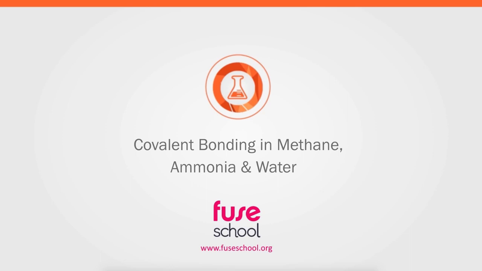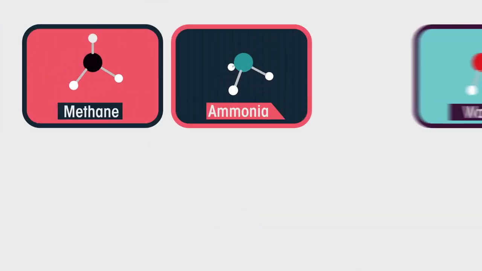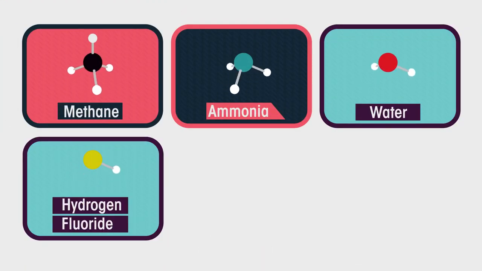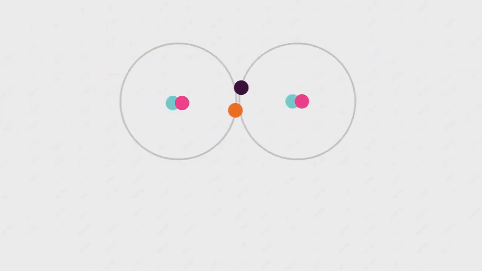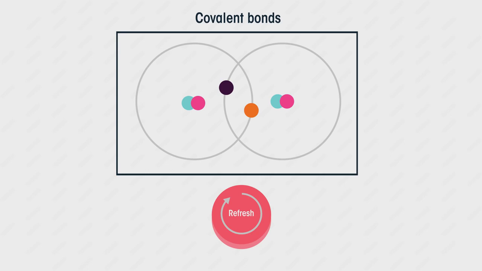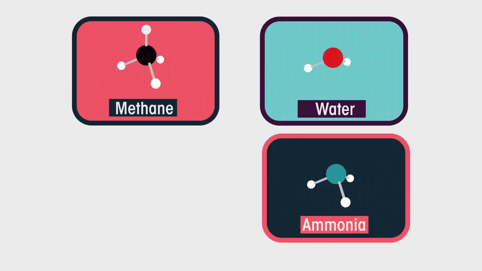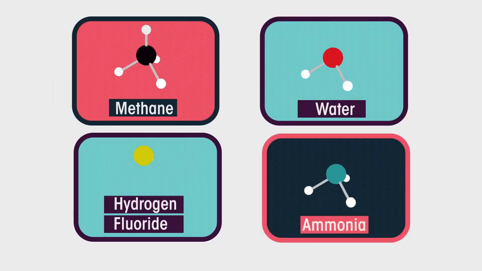This is a video about the covalent bonding in methane, ammonia, water, hydrogen fluoride and ethanol. You should already know what covalent bonds are and how they form. If you need to refresh, you might want to watch our video, Covalent Bonds, before you continue.